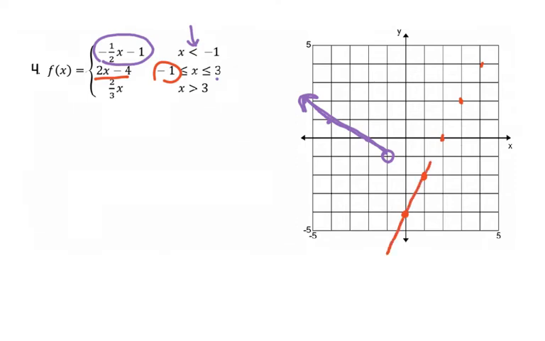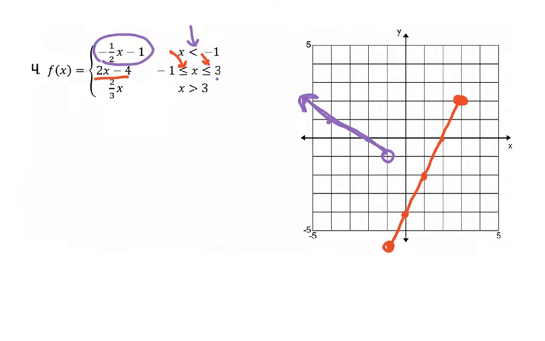So it's going to be like that. But I only want the piece between negative 1, so I don't want anything past it. And it's going to stop at positive 3, so everything beyond 3, I'm going to erase that too. Now look at your less than or equal to or greater than. So this is less than or equal to, less than or equal to. So that means I'm going to have filled in dots on both ends.